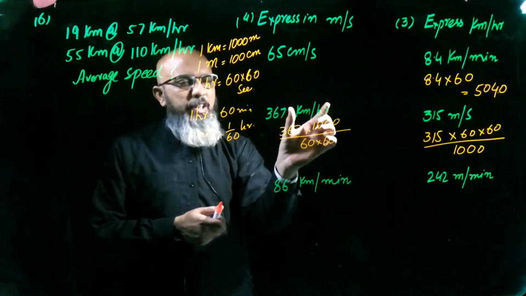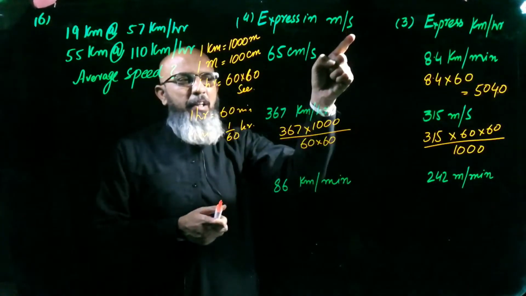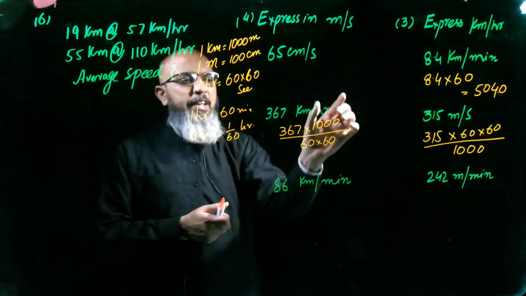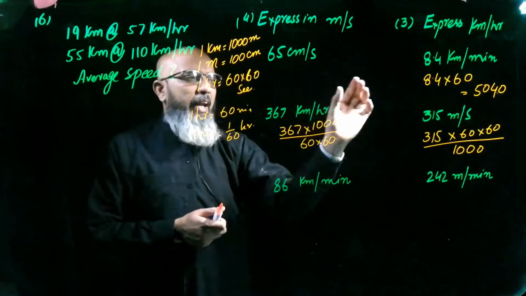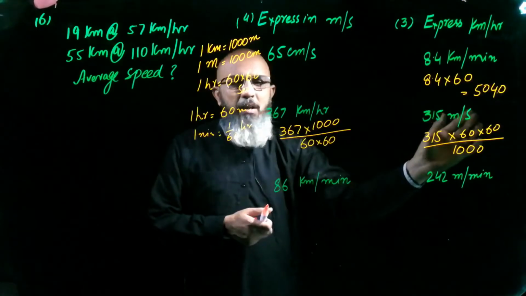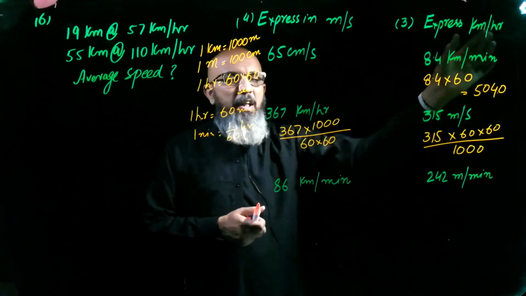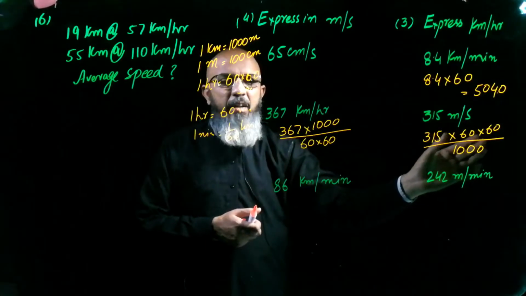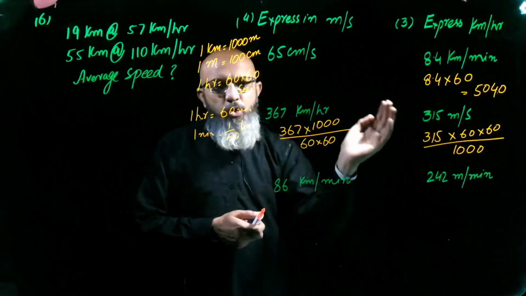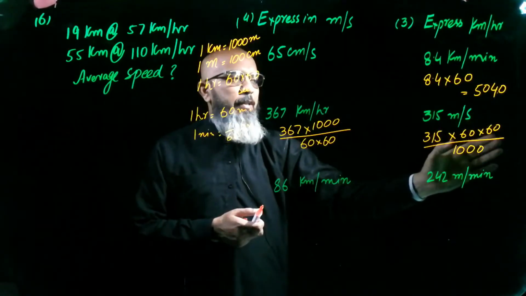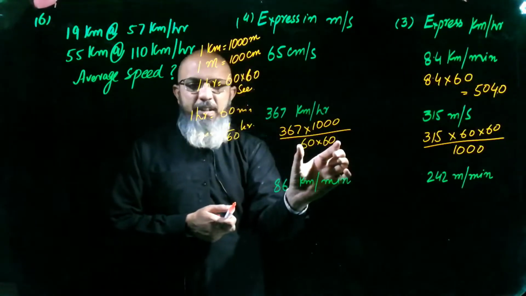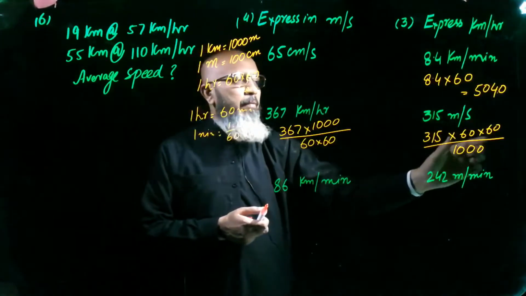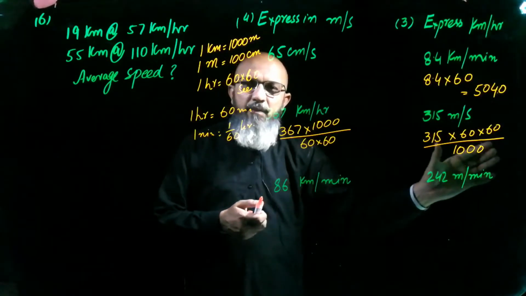Here we are changing a larger unit to a smaller unit, kilometers into meters. That's why we multiply. Here we are changing a smaller unit to a larger unit. That's why we are dividing. And when dividing changes into multiplication, we will write reciprocals. Here 1000 over 60 into 60, and here we multiply 60 into 60 over 1000.